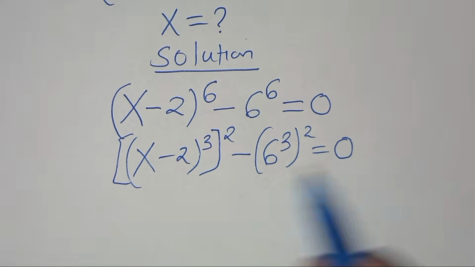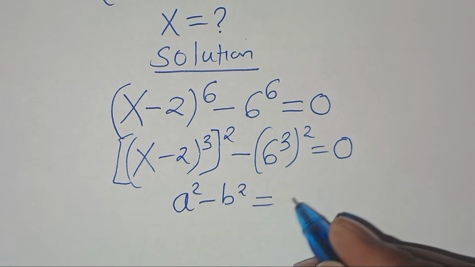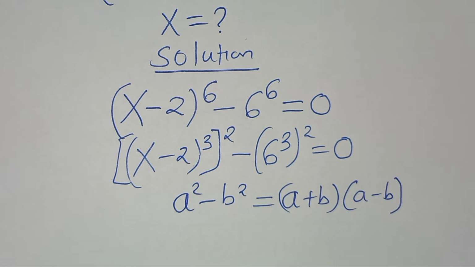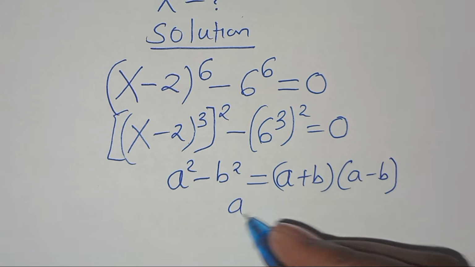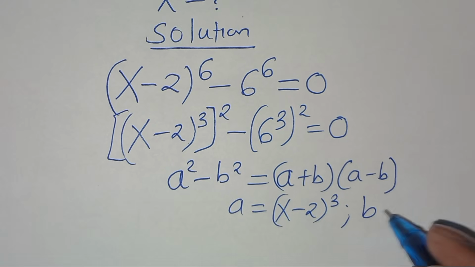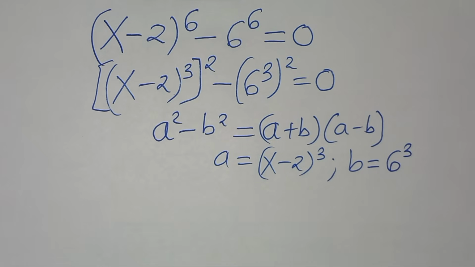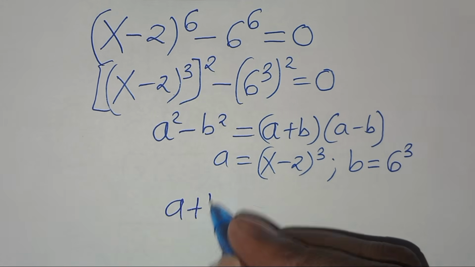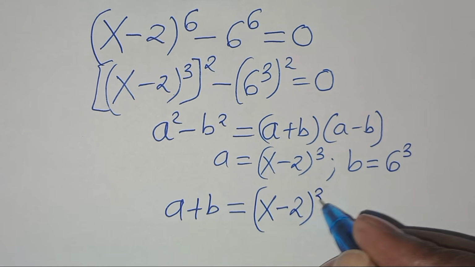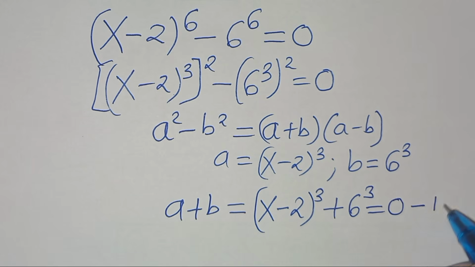Now, this equation is in the form of a squared minus b squared, which you can express as (a + b)(a - b). From what we have here, a is equal to (x - 2)^3, and b is essentially equal to 6^3. So this implies that a + b, which is (x - 2)^3 + 6^3, is equal to 0. Let's call this equation 1.